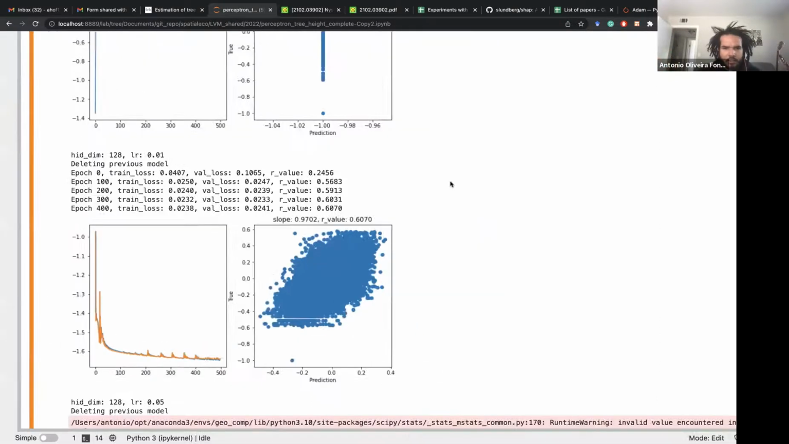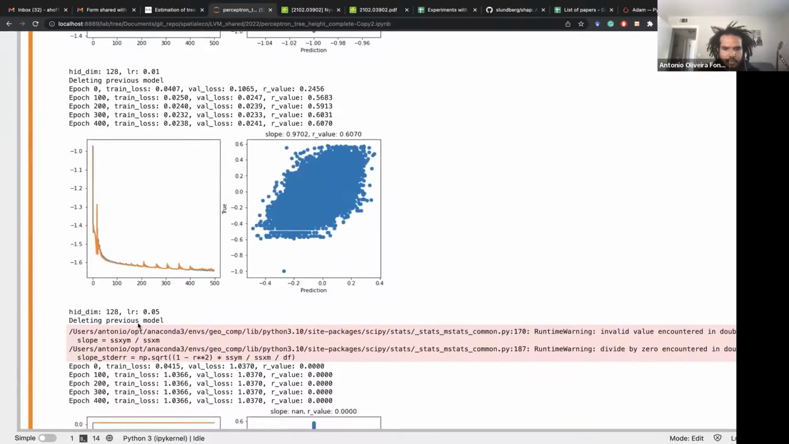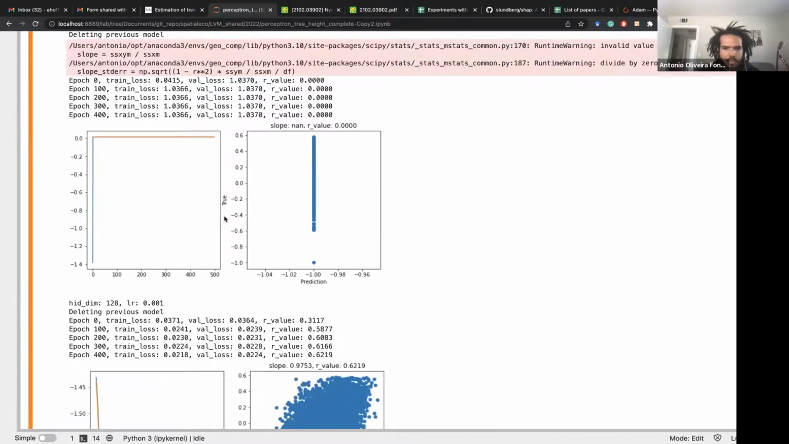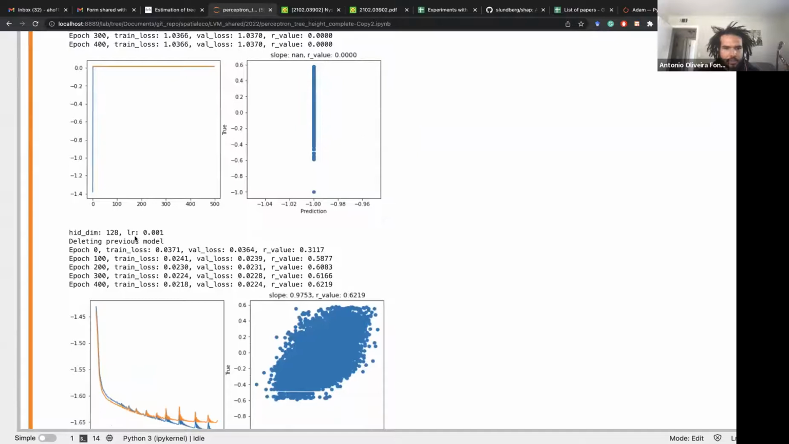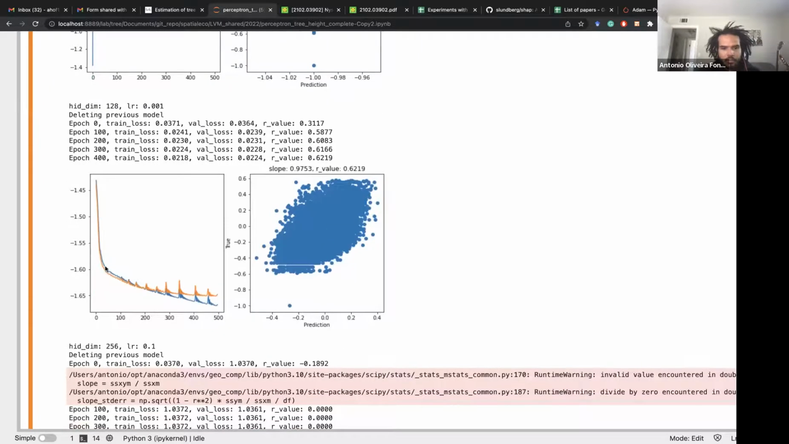Let's see what changed when you keep playing with the number of hidden dimensions and learning rate. This one was bad. Oh, 0.62 for a learning rate of 0.001. Okay, hidden dimension 128. Now, look at this. Look at what's happening here. The loss for the training set is still going down, while the loss for the validation kind of started plateauing here.